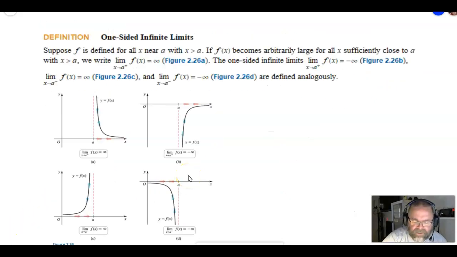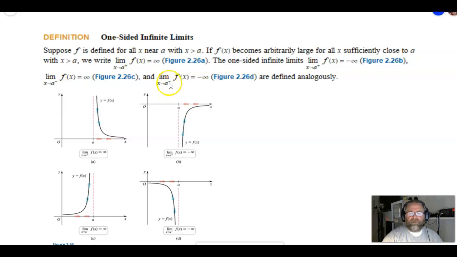All right, so on page 85 in the book, we have the definition of the one-sided infinite limit. Suppose f is defined for all x near a, with x being greater than a. That means we're looking from the right side. If f of x becomes arbitrarily large for all x sufficiently close to a, with x being greater than a, we write just like the last form, except you see the little plus there. It might be hard to see it here, but we put a little plus in the exponent position of the a. And that means we're coming from the right side.